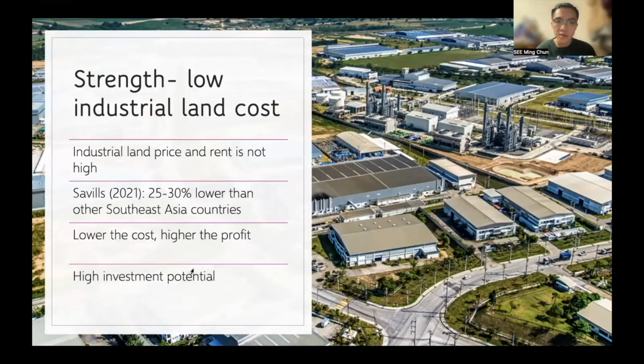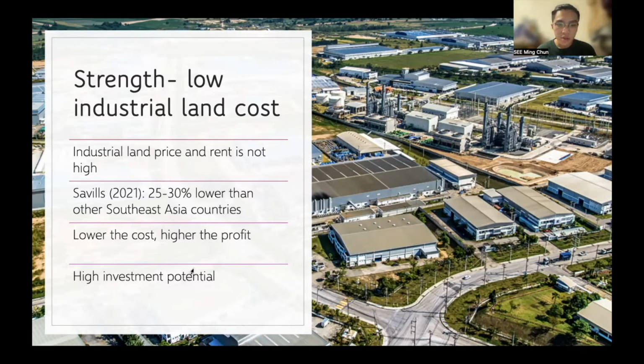Also, the low industrial land price and rent in Vietnam is another strength. In Vietnam, the price and rent of industrial land are not high, which favors investment in real estate. Land cost is critical when investing in the real estate market, as it affects the profit and potential of the investment. According to the census in 2021, the rental price of industrial land in Vietnam is lower than that of other countries in Southeast Asia by 25 to 30%, and the land price is expected to grow in recent years. Because of it, the potential for investing in industrial real estate in Vietnam is very high.